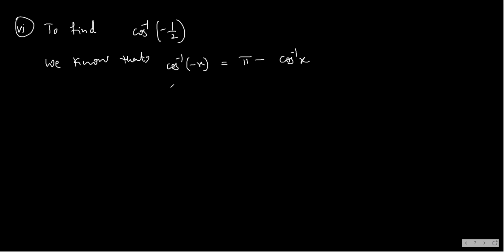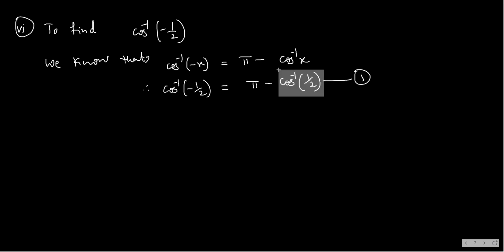So here, cos inverse of minus 1 by 2 will be pi minus cos inverse of 1 by 2. Okay, and this is my 1. Now what is my aim? My aim is to find cos inverse 1 by 2. I will find out the principal value of cos inverse 1 by 2.